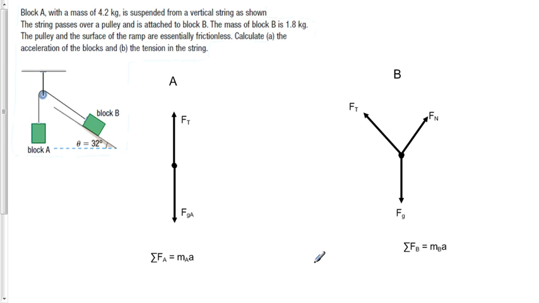All right, so on to our last example then. And what we have here is a little bit more difficult. We have two objects here. We have A and we have B. These two blocks are connected with each other.